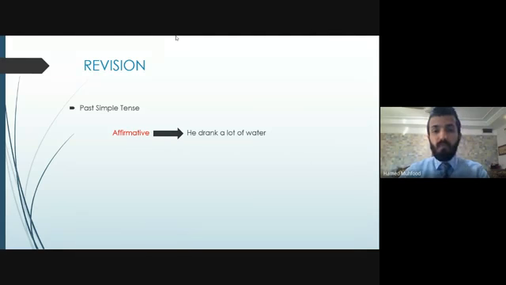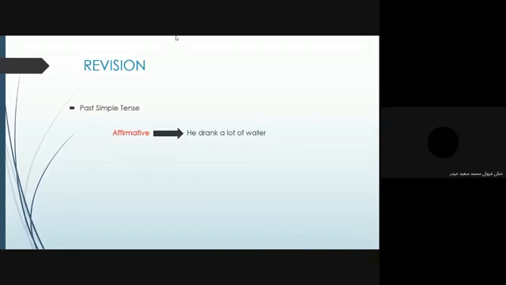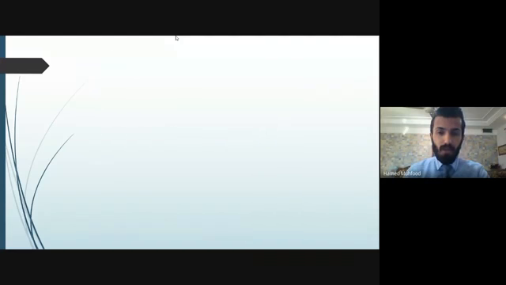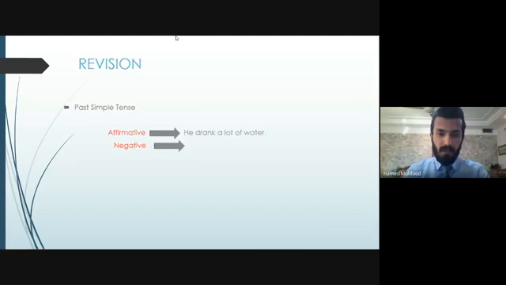Now, examples. An example of an affirmative sentence is: He drank a lot of water. Now, I want you to change this sentence into a negative one. He drank a lot of water. حنان غزوان. He didn't drink a lot of water. So this is what? This is a negative sentence.